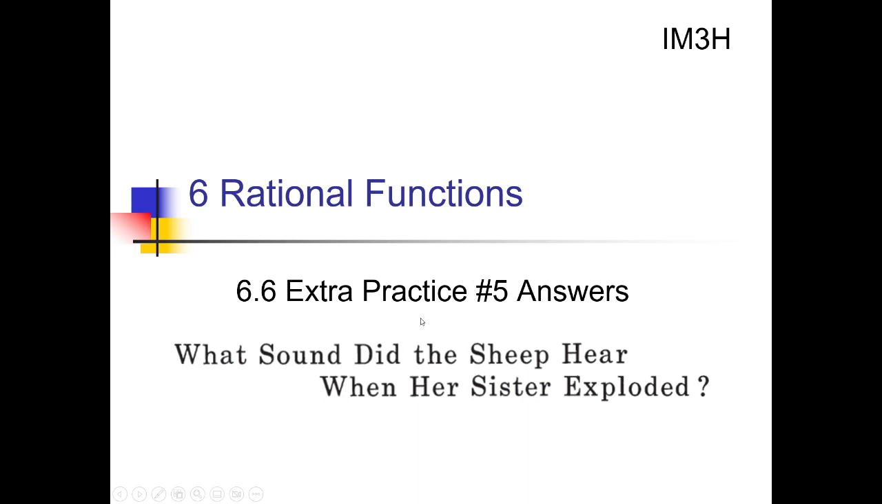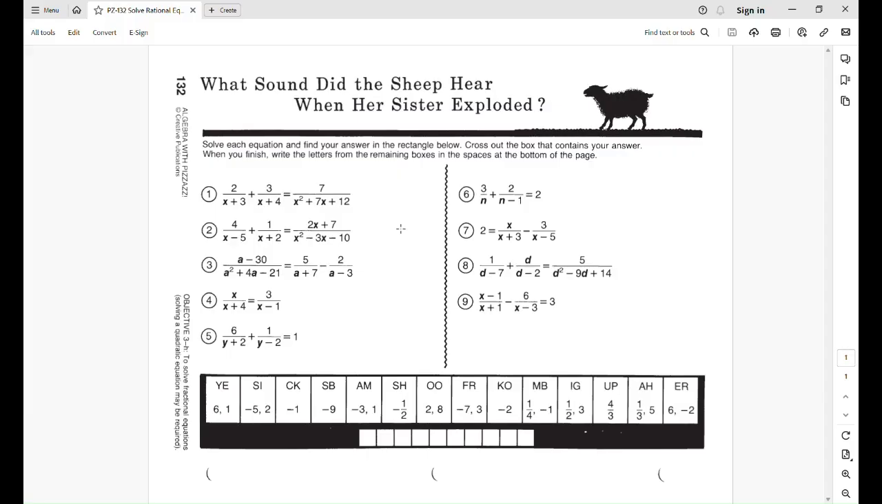There is a puzzle that goes with this one. Let's see what that puzzle has in store for us. All right, without further ado, here is the puzzle that we're going to be tackling. We're trying to solve the riddle, what sound did the sheep hear when her sister exploded? Well, that sounds kind of violent.